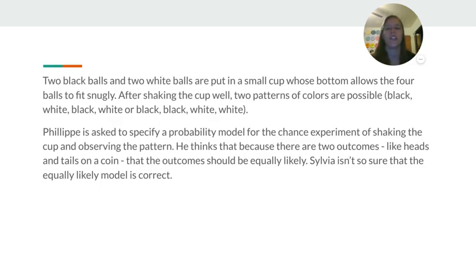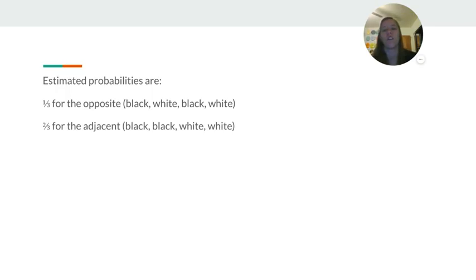So Philippe is asked to specify a probability model for the chance experiment of shaking the cup and observing the pattern. He thinks that because there are 2 outcomes, like heads and tails on a coin, that the outcomes should be equally likely. Sylvia isn't so sure that the equally likely model is correct. So she found out that the estimated probabilities are 1/3 for the opposites, so black, white, and 2/3 for the adjacent, black, black, white, white. So therefore, they are not equally likely, and that would be roughly their probabilities.